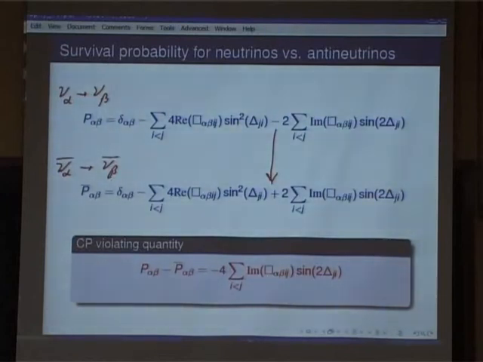So if I write down the difference between them in terms of probability, P alpha beta minus P bar alpha beta, that is equal to this factor, imaginary part of bracket times sine of 2 delta, the Jarlskog factor. So the only difference between neutrino transition and antineutrino transition happens due to the imaginary part of the bracket. So therefore this is the relevant quantity when you talk about CP violation.